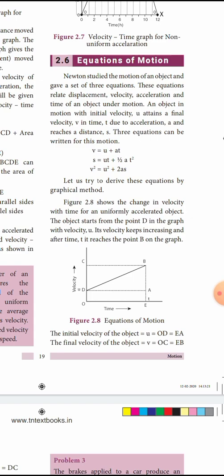Newton studied the motion of an object and gave three equations. These three equations relate displacement, velocity, acceleration and time of the object under motion. For an object in motion, the initial velocity is u, the final velocity is v, the acceleration is a, the time is t, and the distance is s.